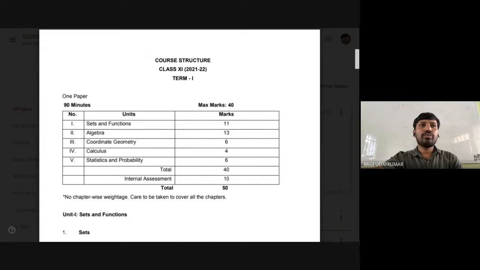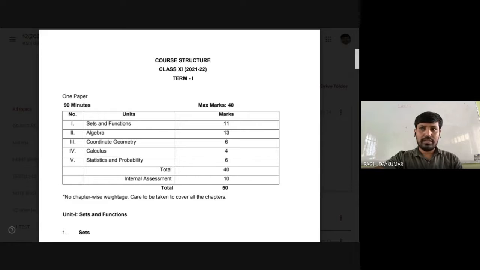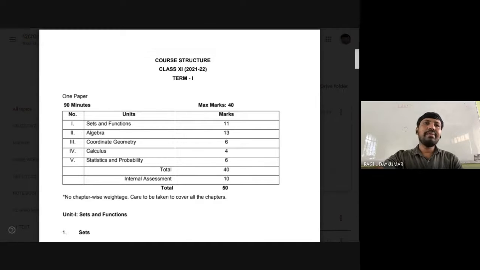Within that, you need to complete the sets and functions, which carry 11 marks, and algebra. This is a unit name, not a chapter name. Algebra has 13 marks, coordinate geometry 6 marks, calculus 4 marks, statistics and probability 6 marks, total 40 marks. There will be an objective type assessment in term 1, as informed by CBSE. So no chapter-wise weightage needs to be considered; cover all the chapters.